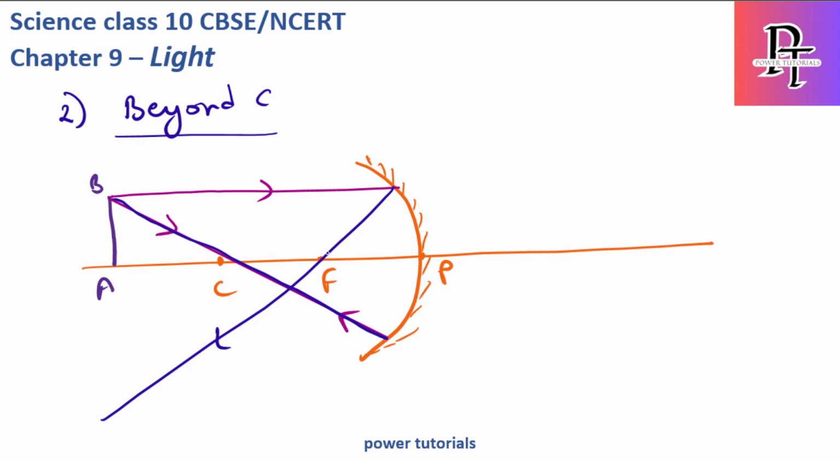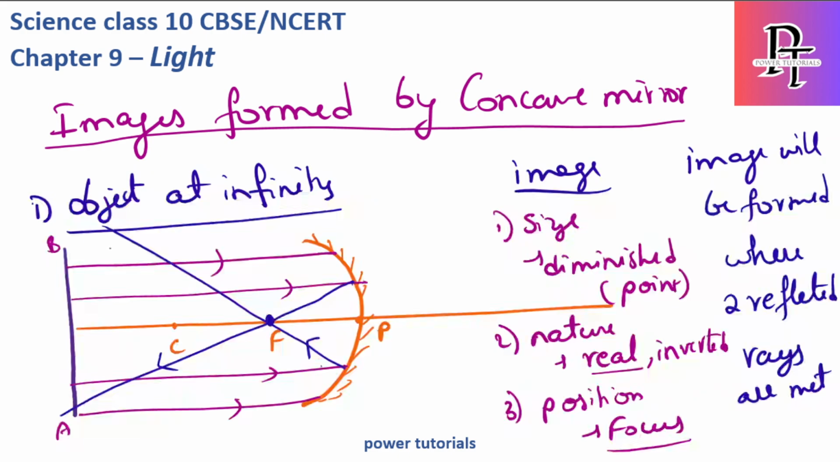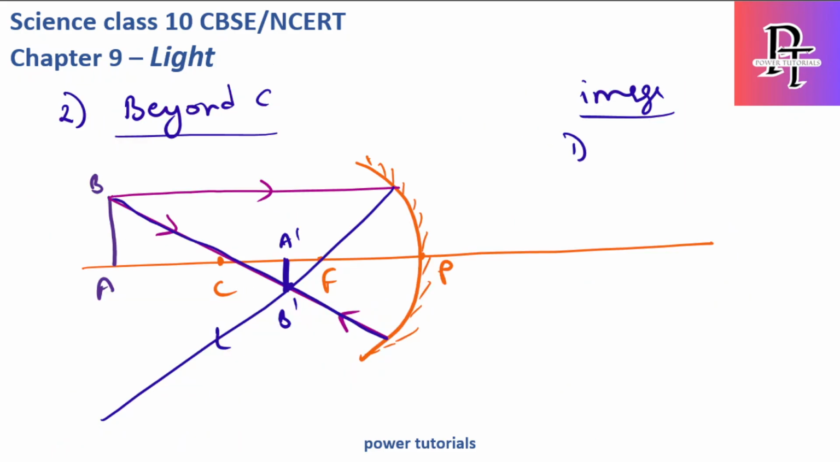Okay, so both the reflected rays are getting combined at this point. Now the image will be created here. This is the image, so this will be A dash and this will be B dash. Okay, what about the position of the object? I told you it is beyond C. Let's write about the image. We'll follow the same order which we covered in the last point: size, nature and position. Okay, so first one is size.